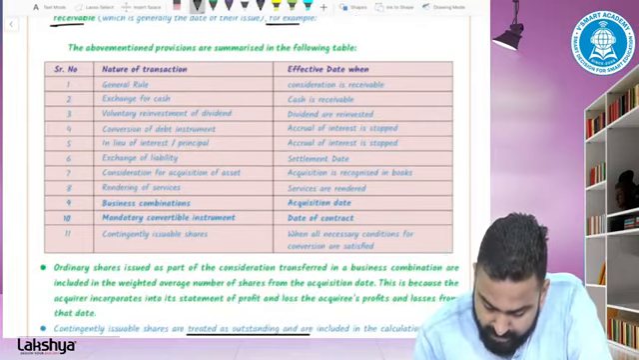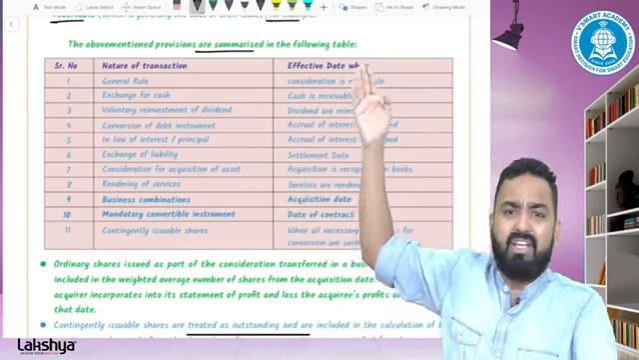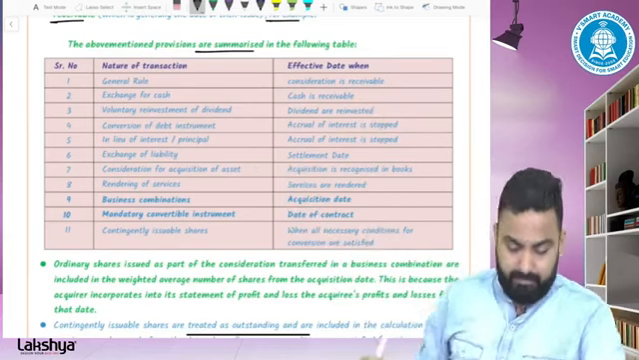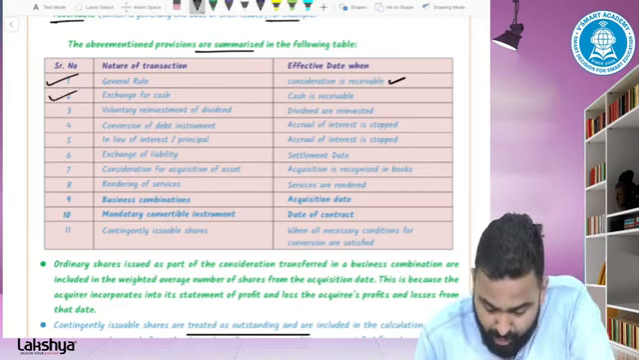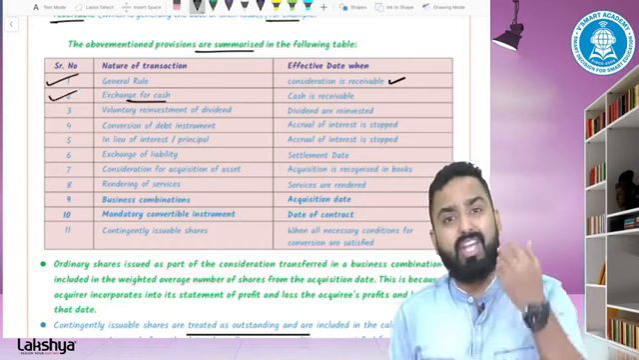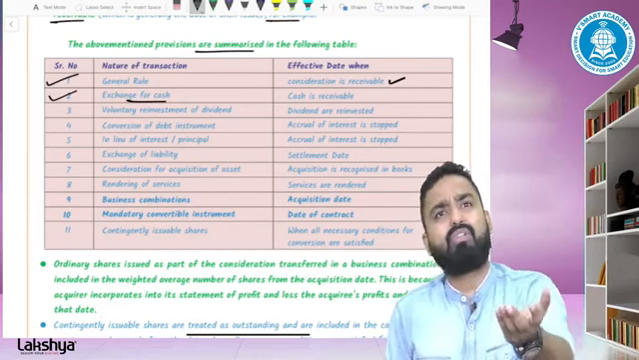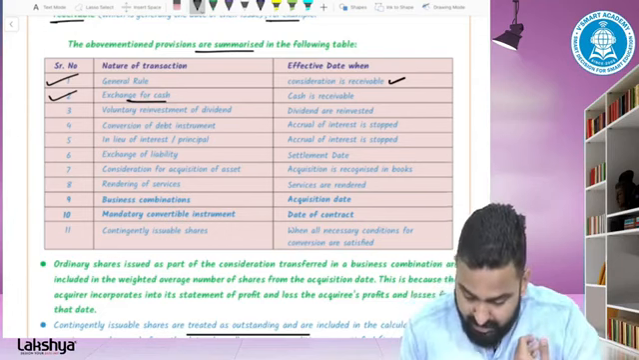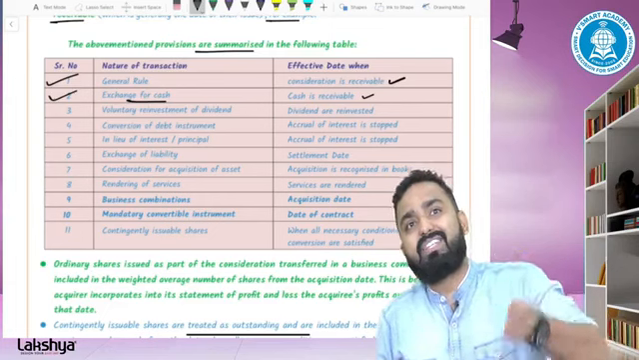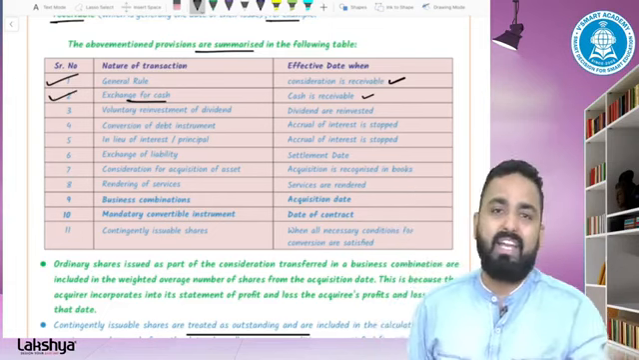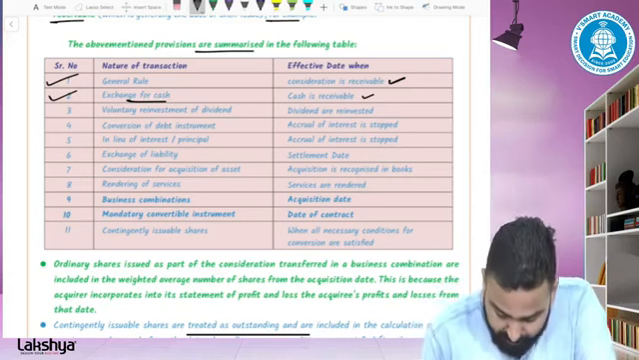Now, the aforementioned provisions are summarized. For these different kinds of transactions, the date can be taken like this. The general rule is consideration receivable in exchange for cash. If you issue shares and you are going to receive cash, then the date when the cash is receivable, when it is due, will be the date from which you can start taking the weighted average.